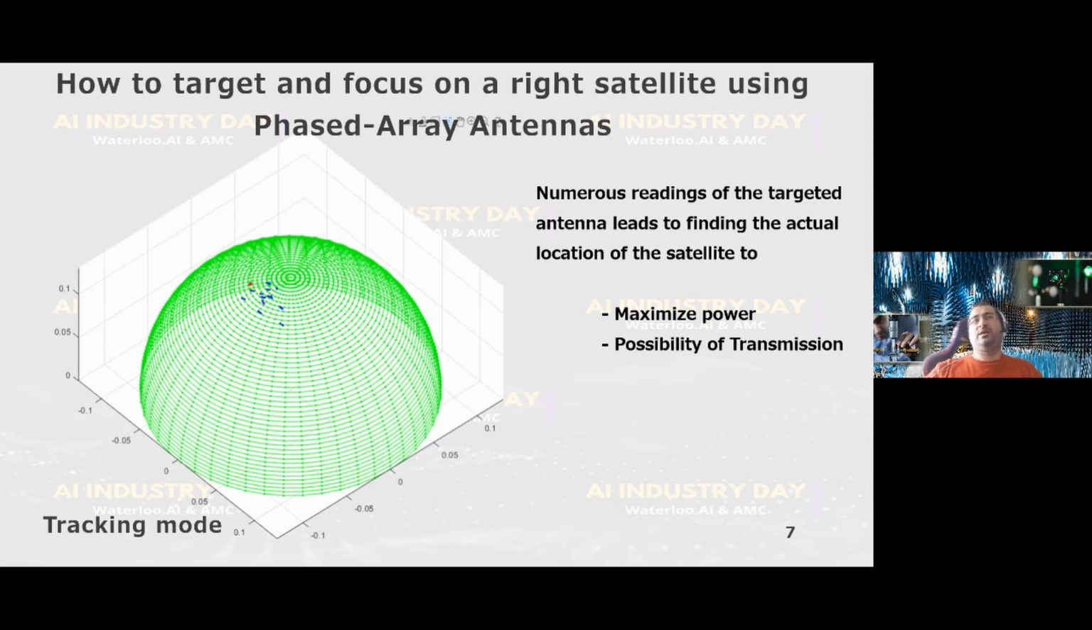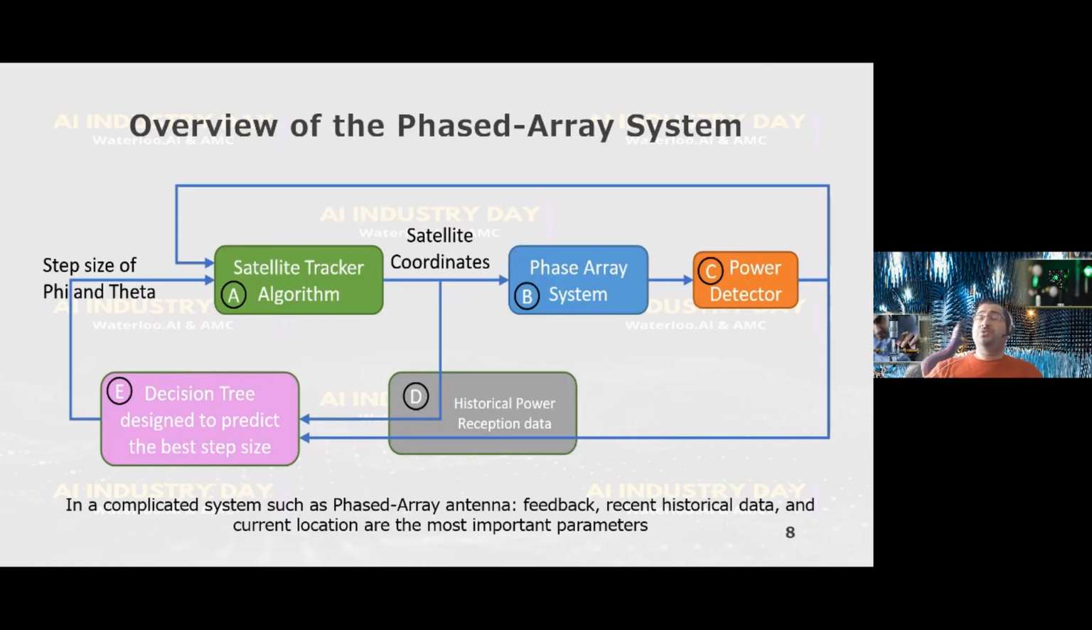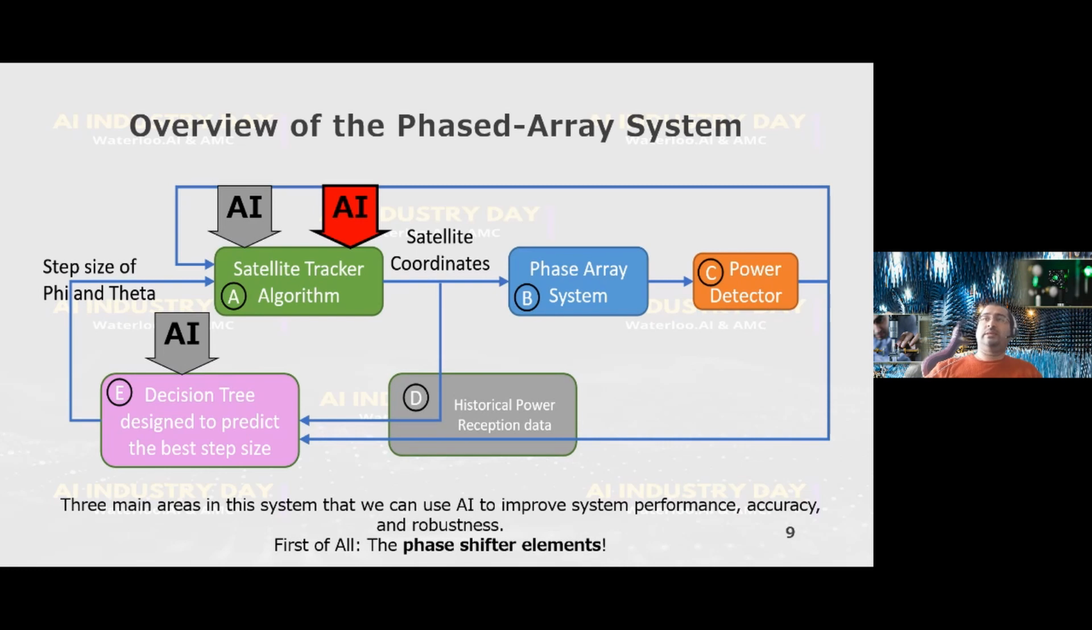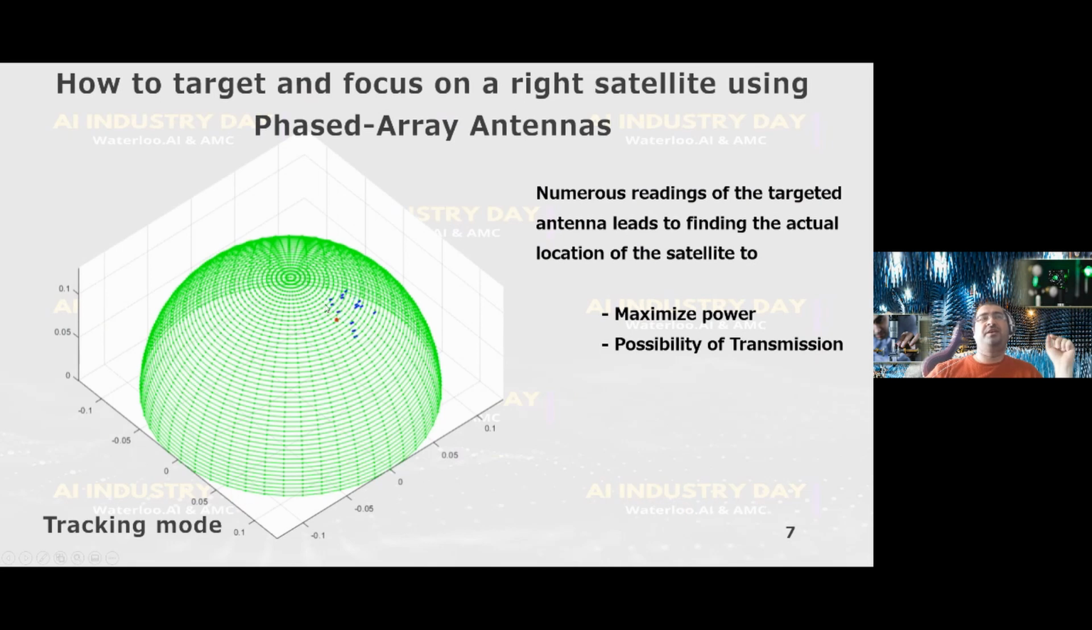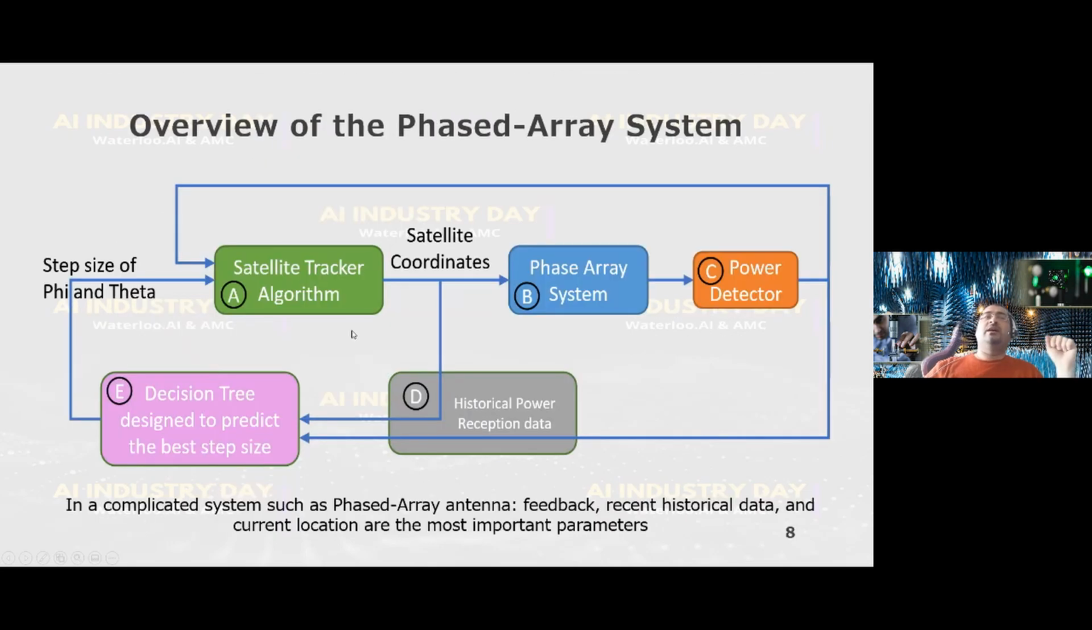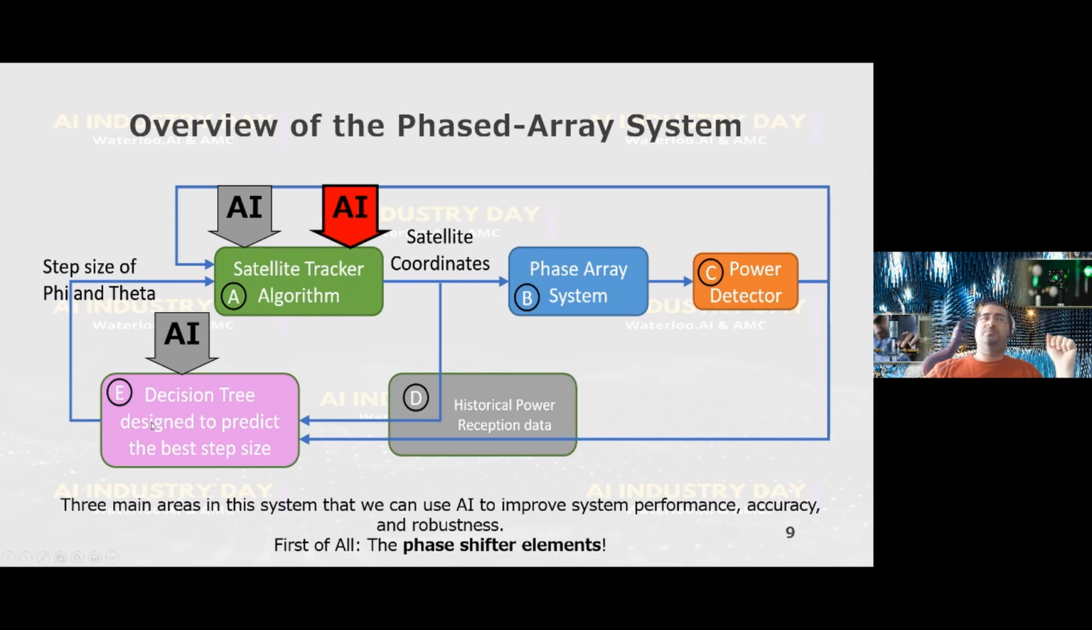I'm not going to confuse myself. So this is the information that we'll use as input into the AI system to improve our accuracy and performance. There are three main points where we use artificial intelligence in the satellite tracker algorithm, and one is the size of the steps, the difference that we have here, which is also determined by AI. I don't think I'll get a chance to talk about this part, but I'll talk about these two.